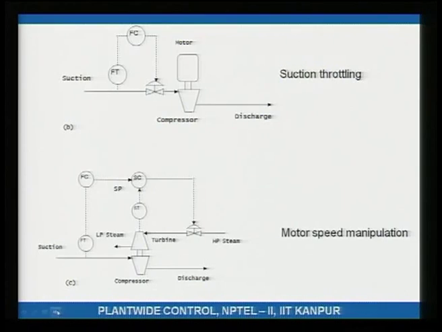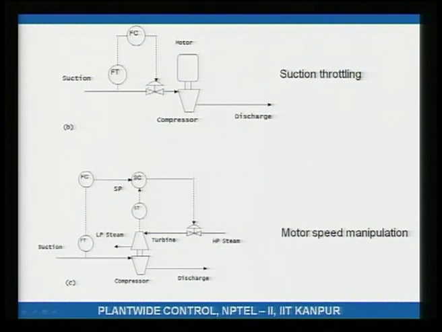Here is another way of doing it, and that is by throttling the valve at the suction. If I want less flow to be processed, I will throttle this valve. If I want more flow to be processed, I will open this valve.